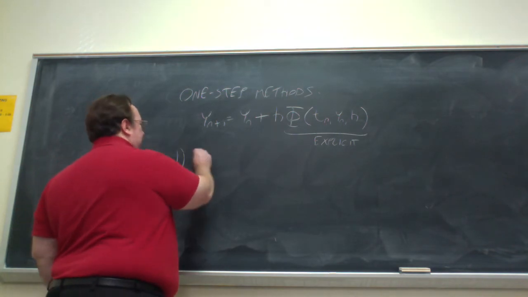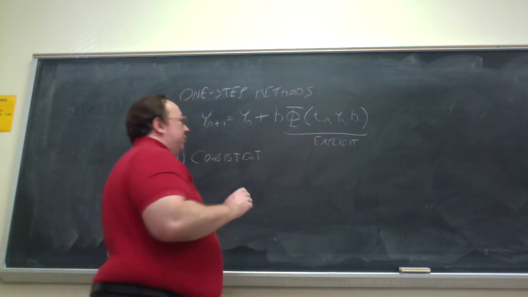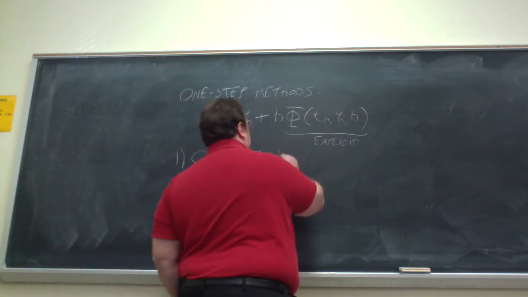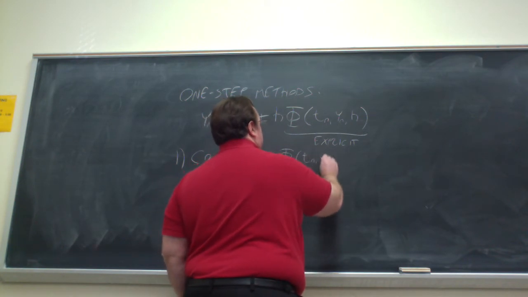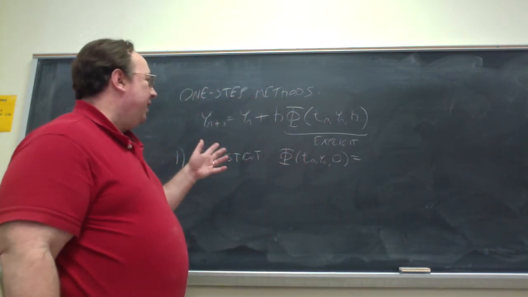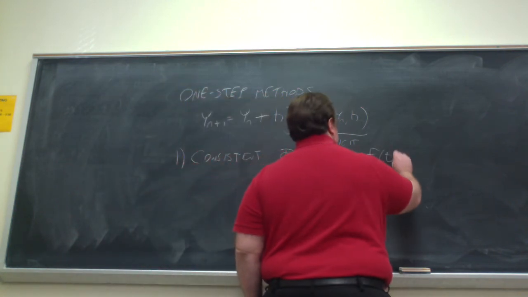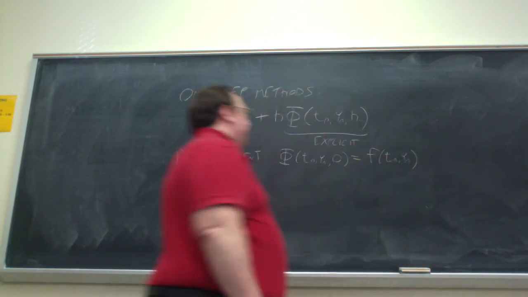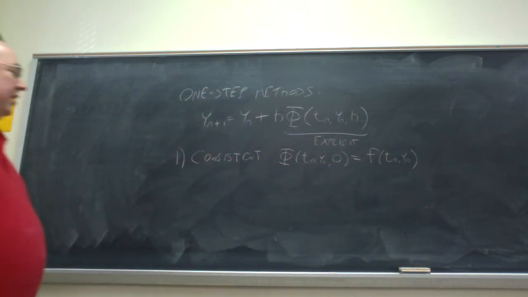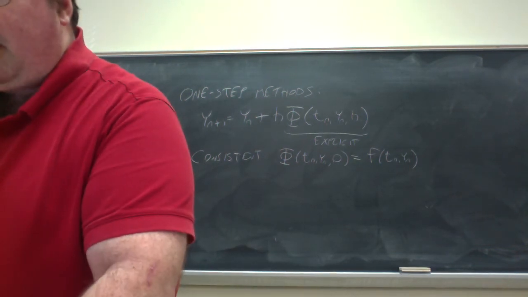So the idea is to check if a one-step method is consistent. The condition is very simple to state. That is, if you plug in h equals 0 into this function phi of t and yn that describes the one-step method, it must equal f of t and yn. Okay, so I'll show you an example of that.